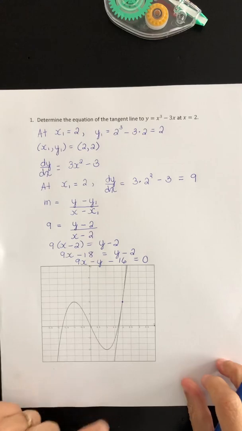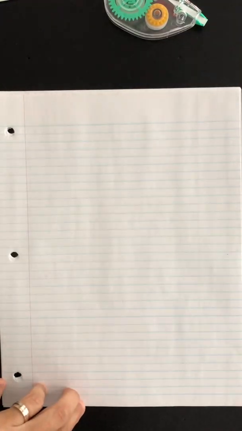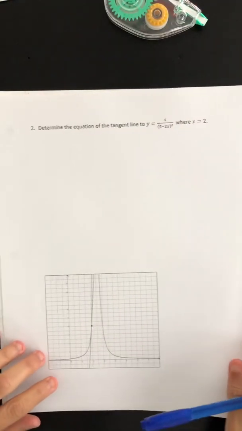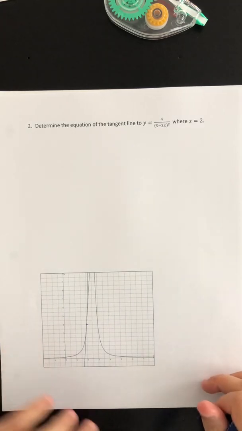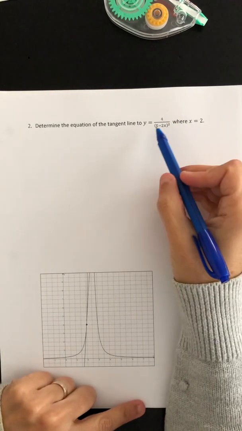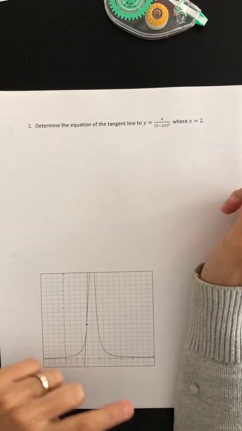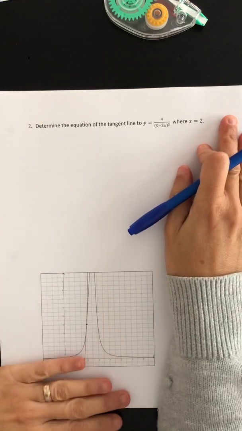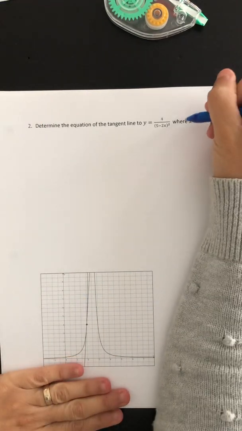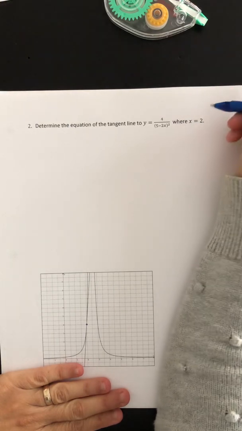Okay, so we're going to go on and solve another question. So let me just get our second one set up. All right, so determine the equation of the tangent line to y equals 4 over (5 minus 2x) all squared, where x is 2. And we can follow the exact same process. So first of all, we're given an x1 value. It happens to be 2 again.